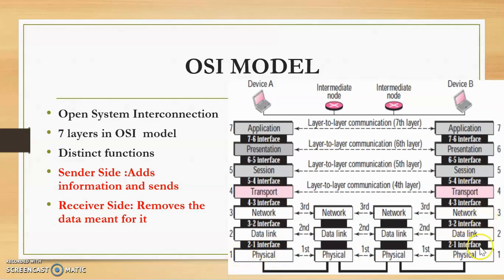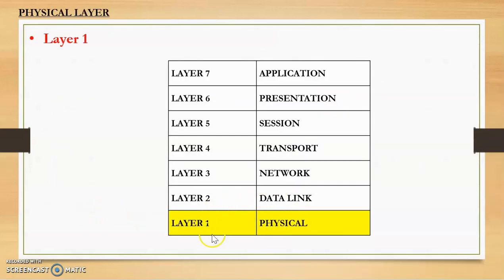And at the receiver side, each layer will remove the information meant for it and pass it on to the higher layer. For example, the data link layer will remove the information for it and pass it on to the network layer. The network layer will remove the information for it and pass it on to the transport layer, and so on till it reaches the application layer. So first let us discuss the function of the physical layer.